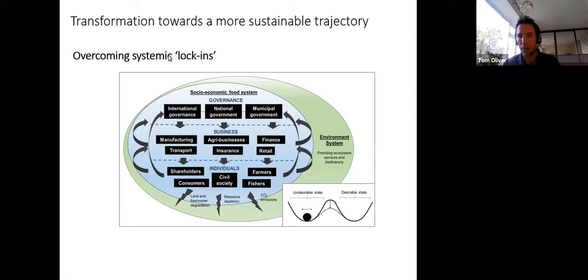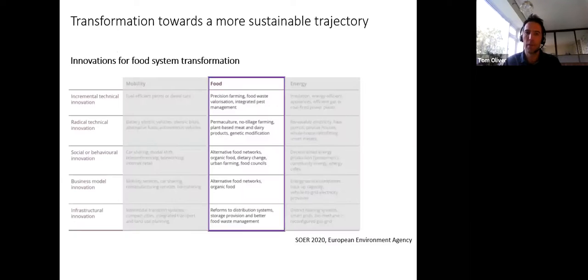If you look at the little cartoon on the bottom right, you've got this idea that the system is in some undesirable state or trajectory. It's in this cup, this domain of attraction, and we want to somehow tip it over into this desirable state or desirable trajectory. But we need to overcome that hump. How can we lower that to try to shift the system? What are the factors that we can act on to transform the system?